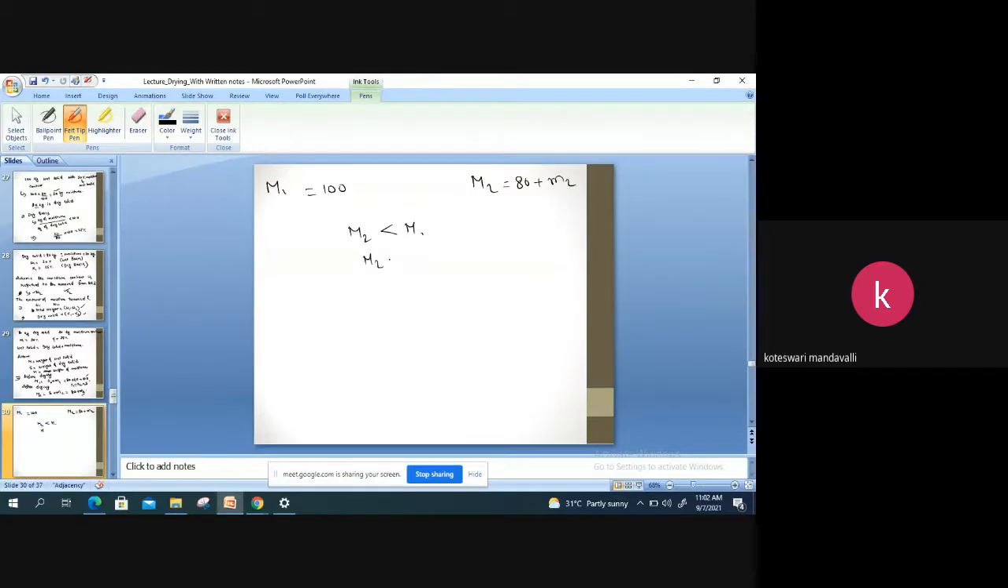So what does M2 mean, what is its meaning? The mass, weight of wet solid before drying is greater than the weight of wet solid after drying.